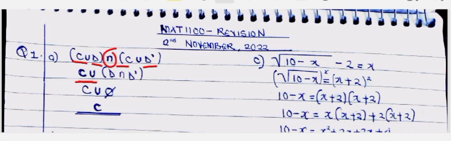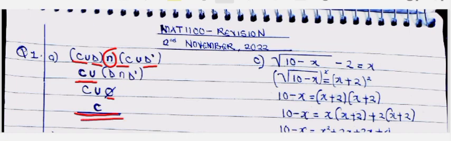At this point, D intersection D complement will give us an empty set, because the complement of a set intersected with itself is an empty set. So when we have C union an empty set, the value is simply the set itself. So our value simplified is simply C.